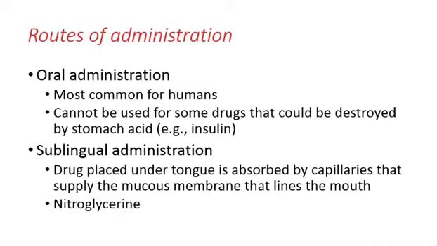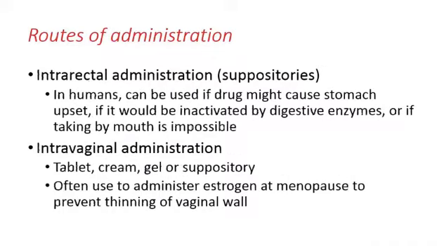Nitroglycerin is a good example of a drug that is often put under the tongue and absorbed through the capillaries in the mouth. Intrarectal administration or suppositories can be used if the drug might cause stomach upset, or it would be inactivated by digestive enzymes, or if taking by mouth is impossible.